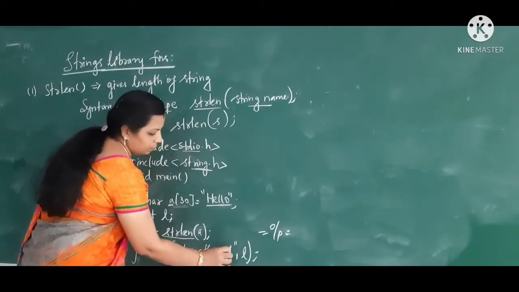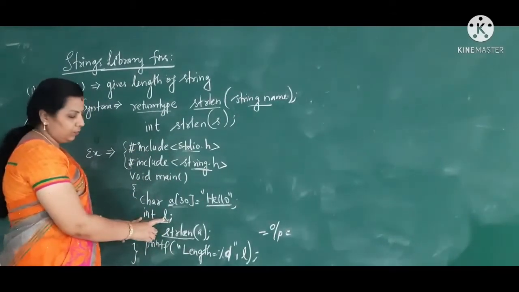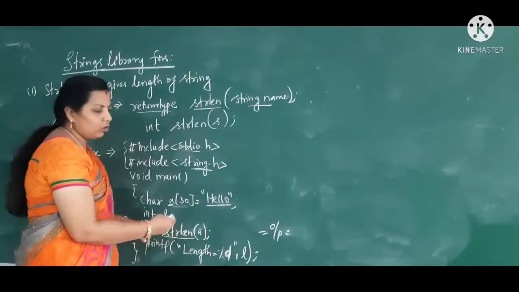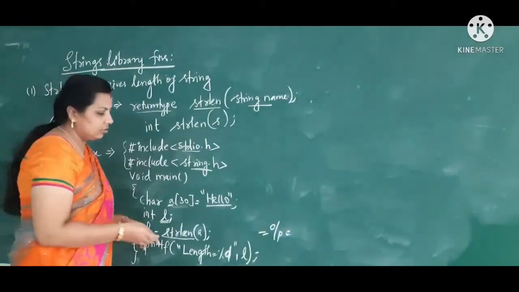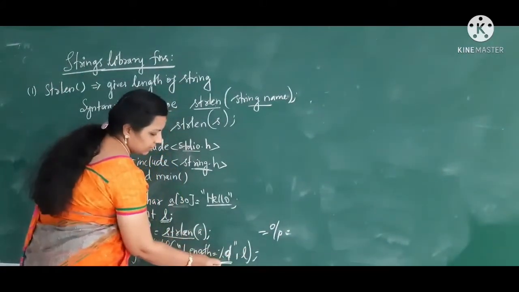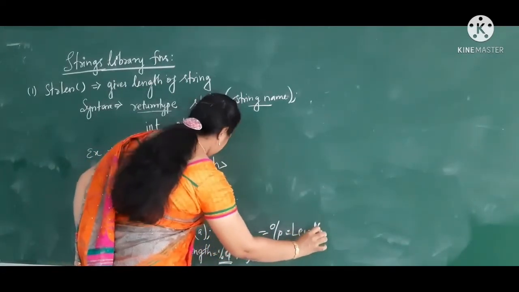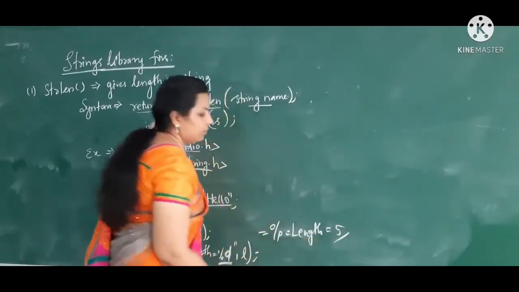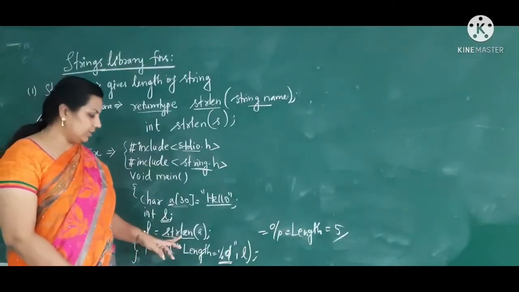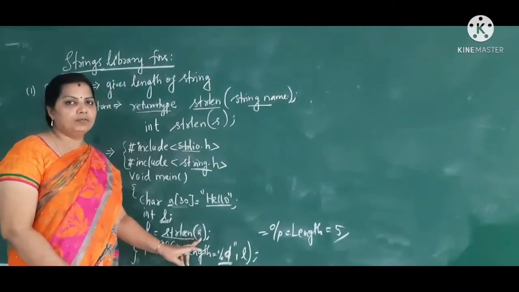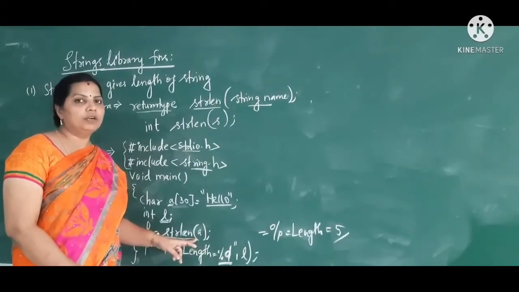Why have I used percentage %d? Since I have declared the length L to be an integer variable, and I want to get the length of the string, I am specifying the access specifier as %d. So when I give the output, it will be length is equal to 5. Here the null character is not considered. When I want to get the length with strlen of a specified string, the null character doesn't come into account.